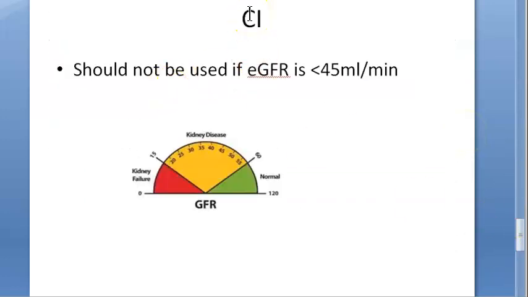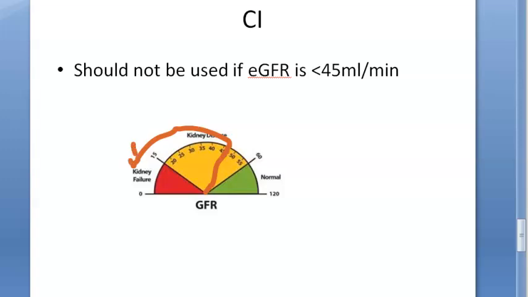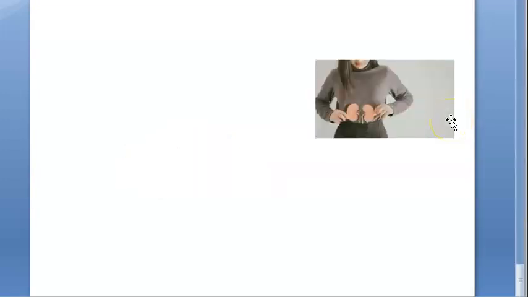Contraindication: you should not use it if the estimated glomerular filtration rate is less than 45. So that is somewhere around here. So if it is less than this, if it is somewhere here, all this you should not give. Okay, less than 45 you should not give. If it is somewhere here you can give, and somewhere here you should reduce the dose or adjust the dose.